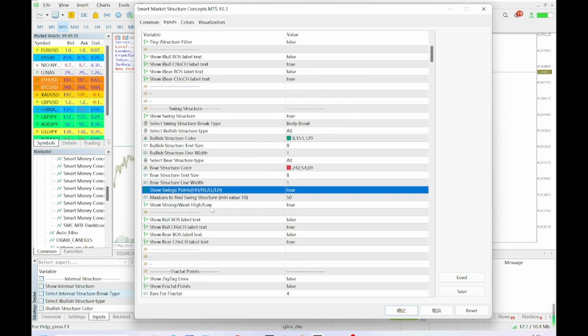The show swing point setting turns on and off the display of high and low points in the large cycle: high, low, high, low.